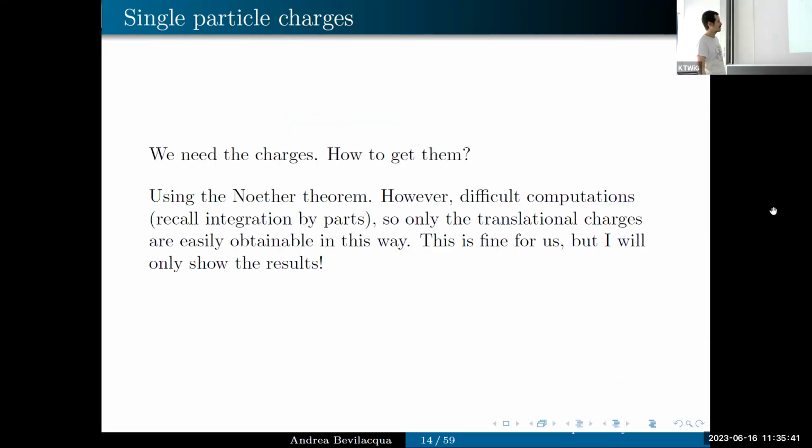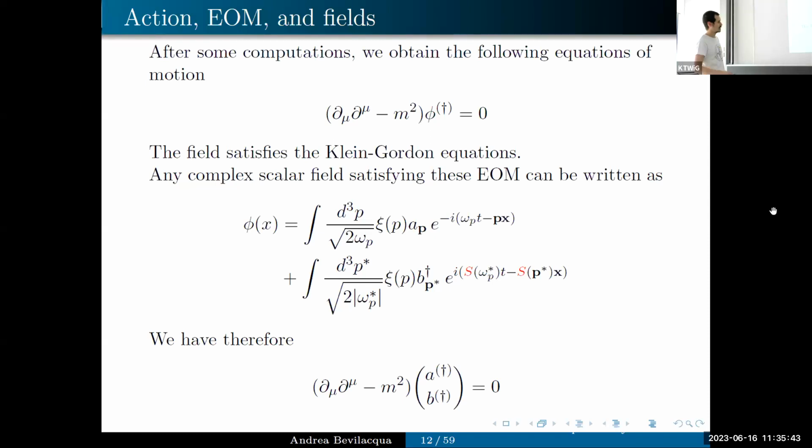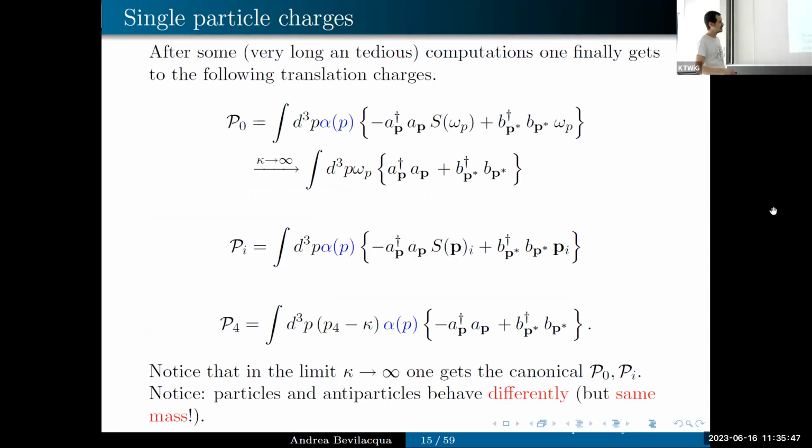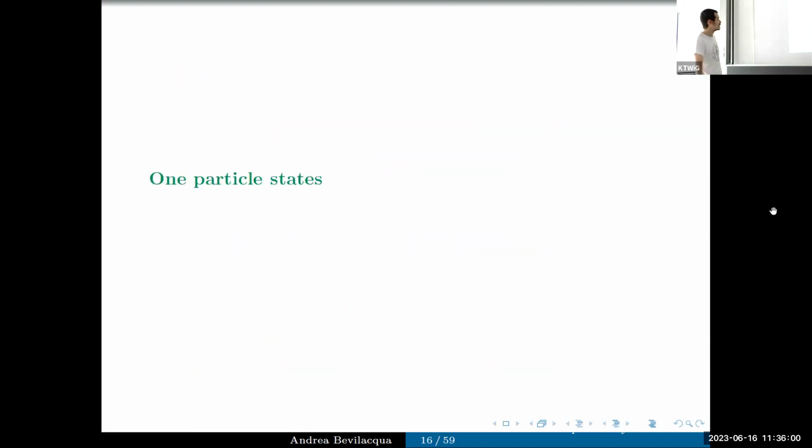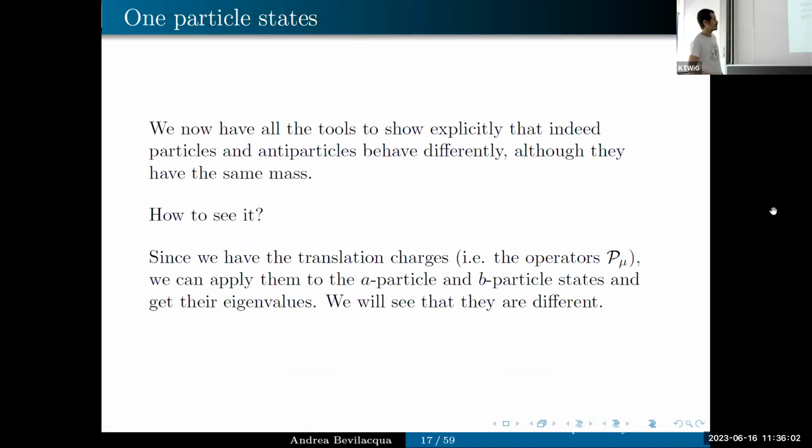Why do they have the same mass? Well, because they have the same on-shell relation, but I will show it more explicitly later. And they behave differently because, let's say, A dagger creates particles and B dagger creates antiparticles. From here, we see that the momenta for particles is related to the antipode, and those of antiparticles is not related to the antipode. So how do we show this explicitly?